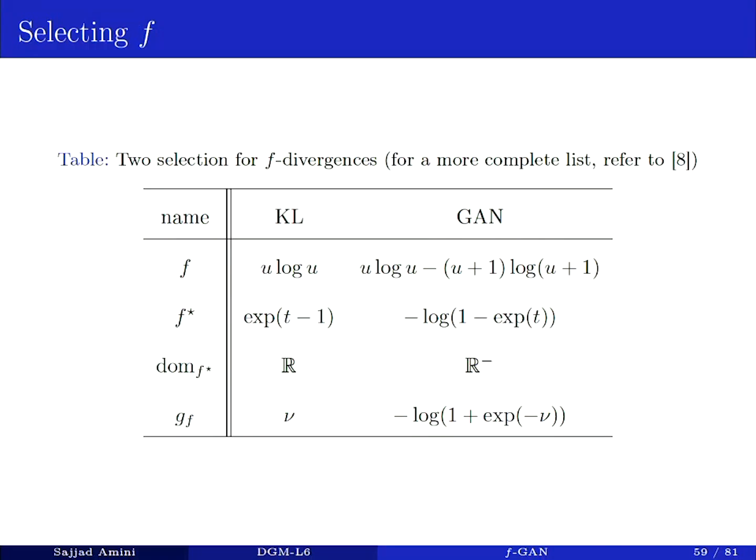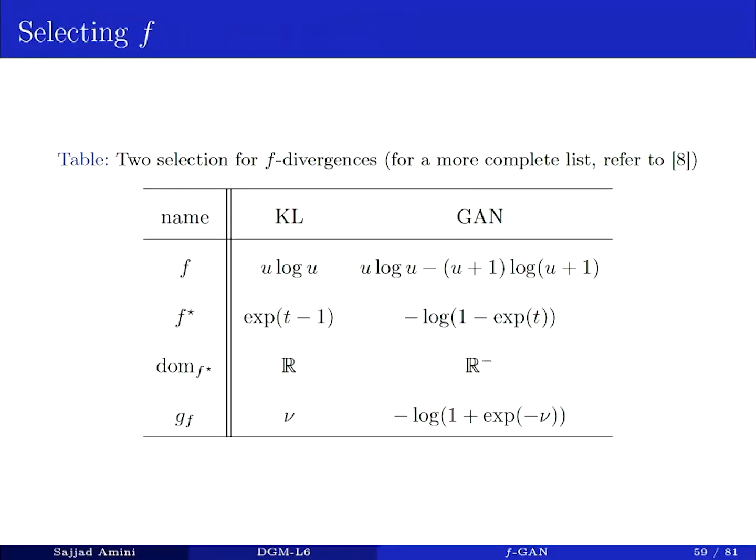But in the case of GAN, in the case of original GAN, the selected f is this function, and also the corresponding f star is this function you see here. And the domain of f star is the negative real values, so you need some matching, and this function can provide you with that matching. This function accepts input in real values and outputs a number in the negative real values.